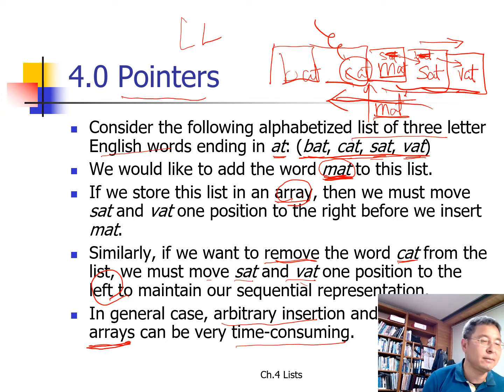Why do we need so much time to insert and delete arbitrary data in an array? That's because we must move the other data in our array data structure. In order to add, we must move the other data to the right. In order to remove one data, we must move the other data to the left in order to maintain our sequential representation. So that's the disadvantage of array data structures.